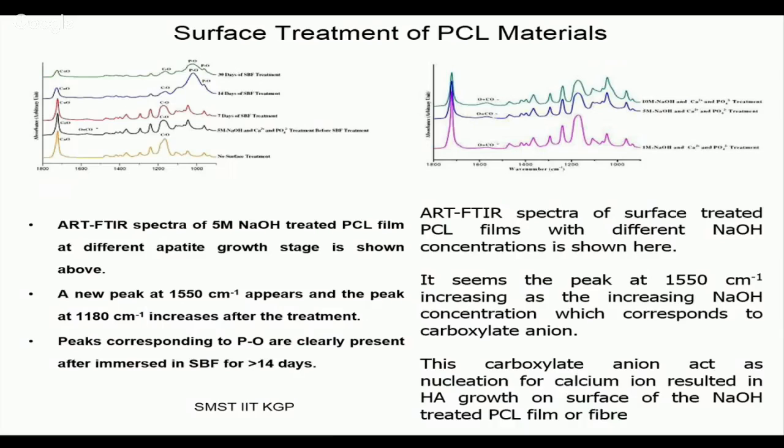As you can see by FTIR studies, Fourier transform infrared spectroscopic studies, the surface after treatment with sodium hydroxide shows an increase in carboxylic carbonyl groups, and then when it is treated with a phosphate and calcium bath, we can see there is a higher phosphate signal, and then when it is dipped into simulated body fluid, they grow and form a layer of bone-like morphology.